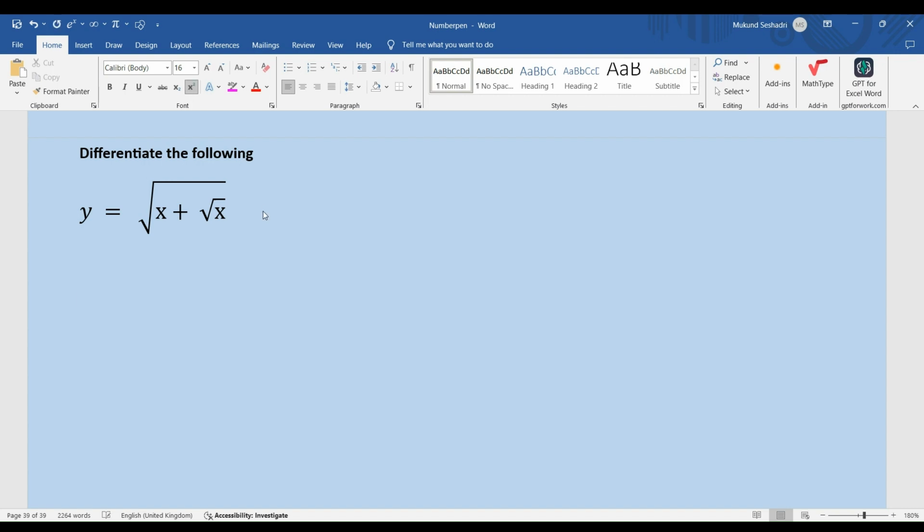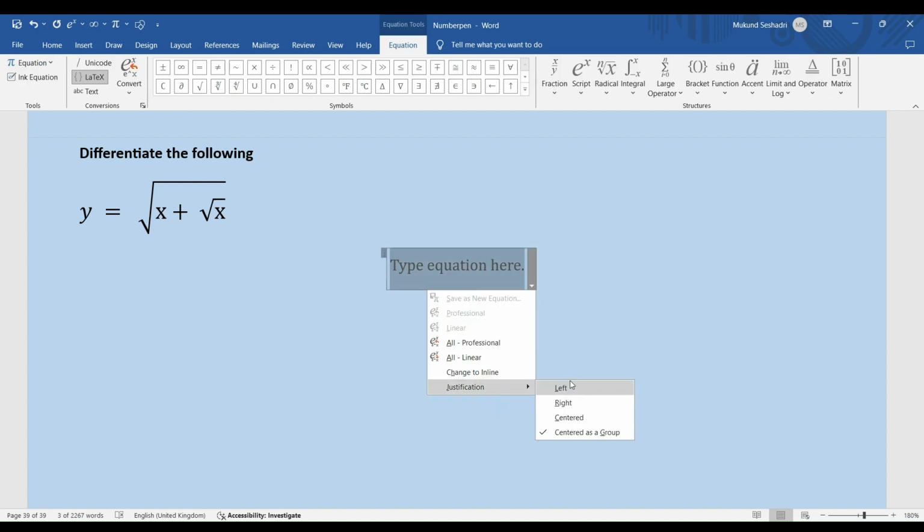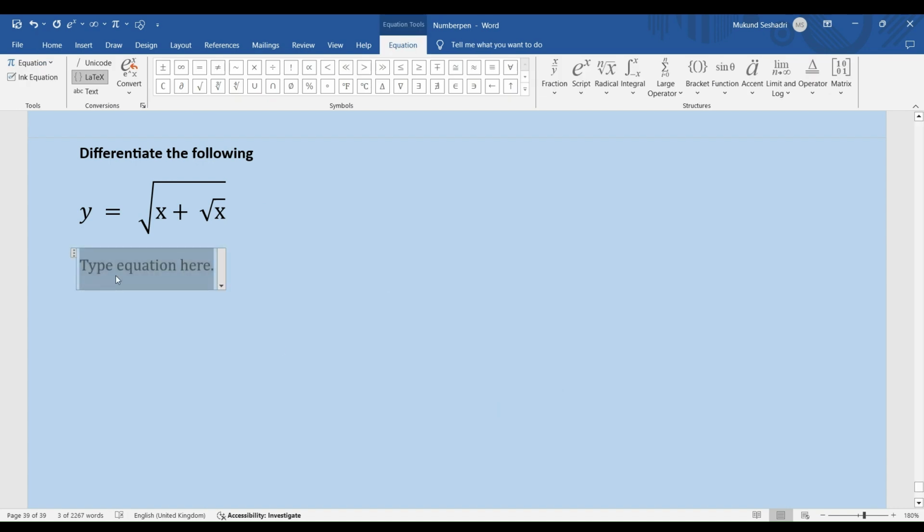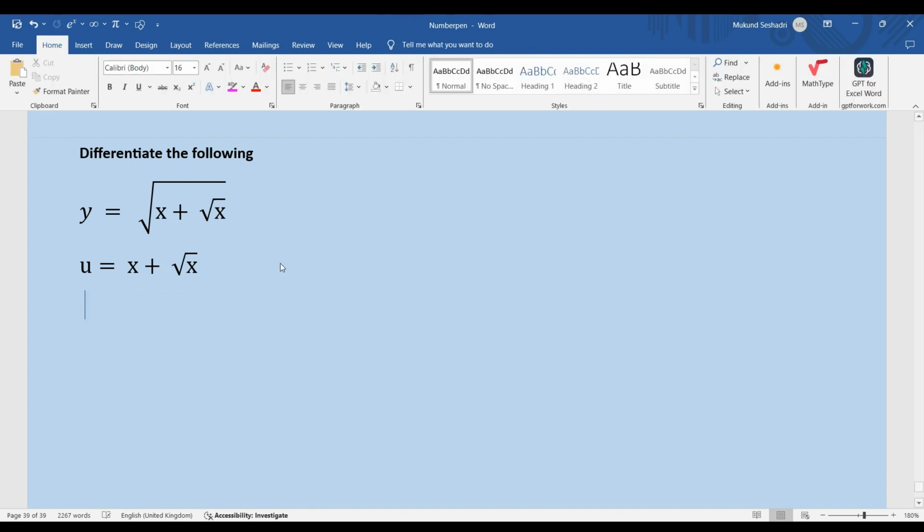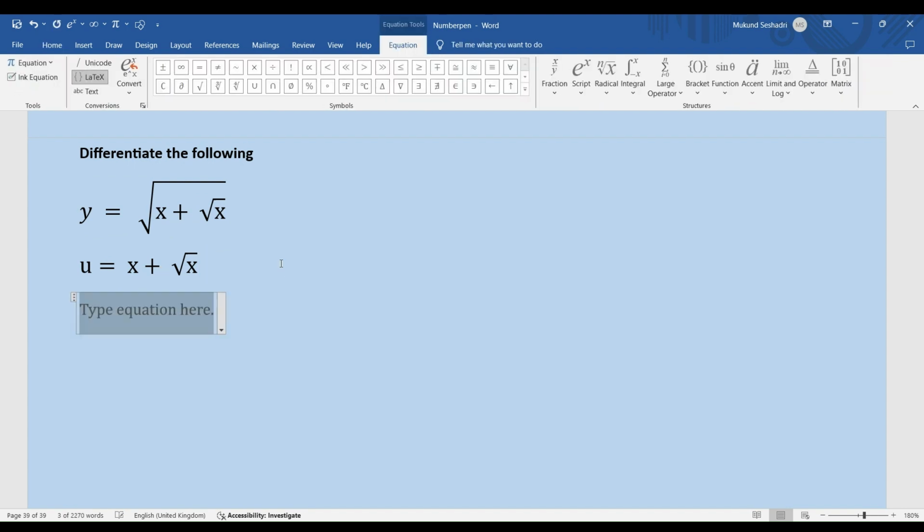So let's do that particular substitution. I'm going to make the substitution u equals x plus root x, right? So when I do u equals x plus root x, my y takes the form square root of u, right? So this is what I have.